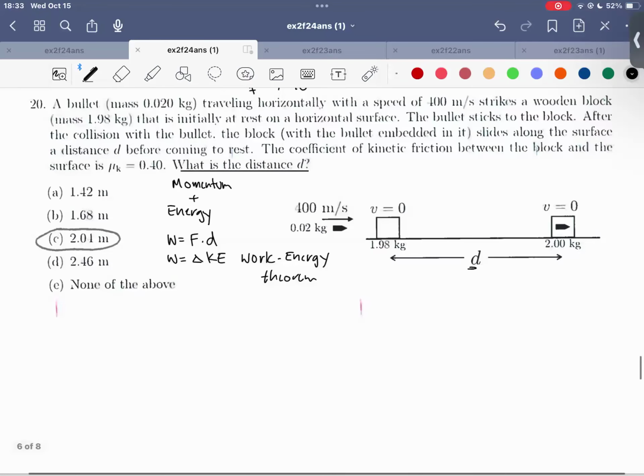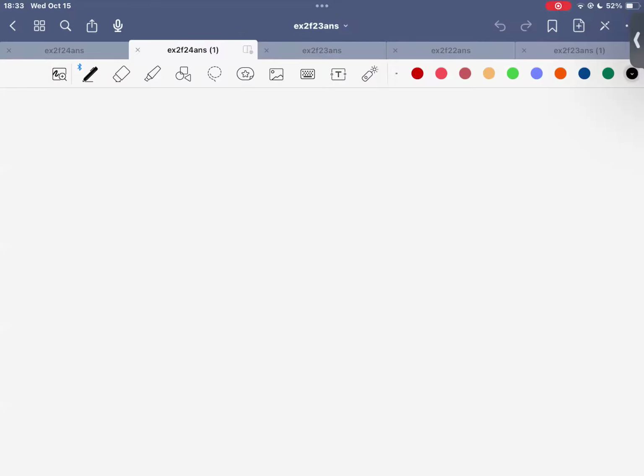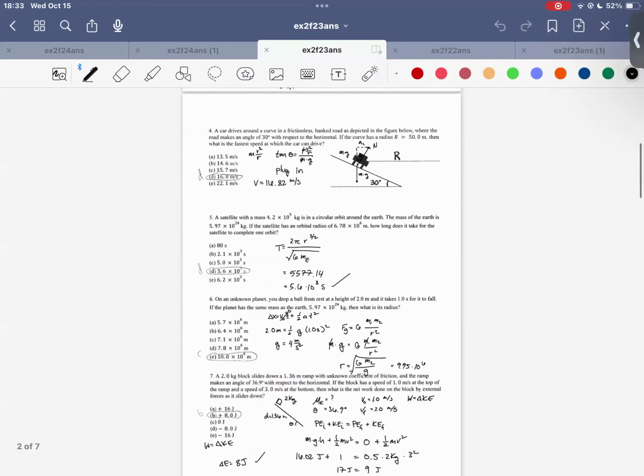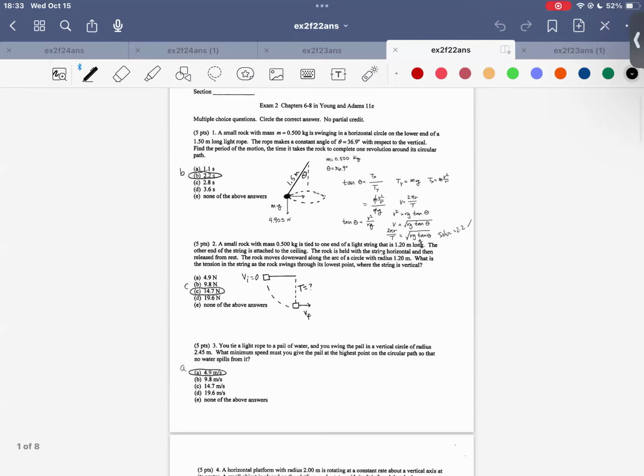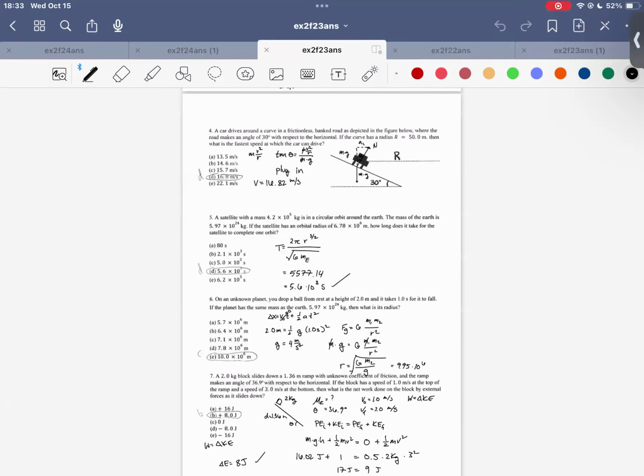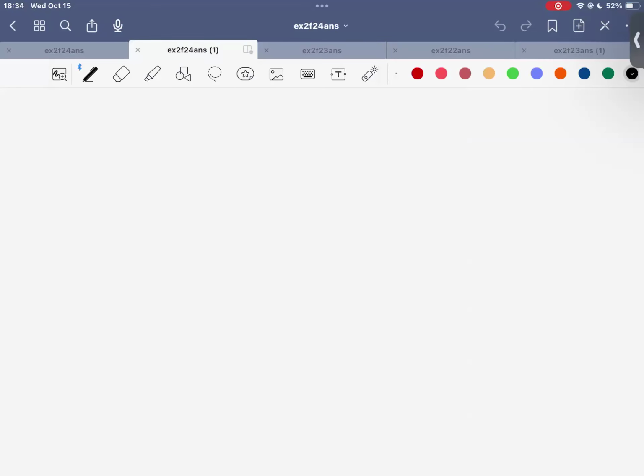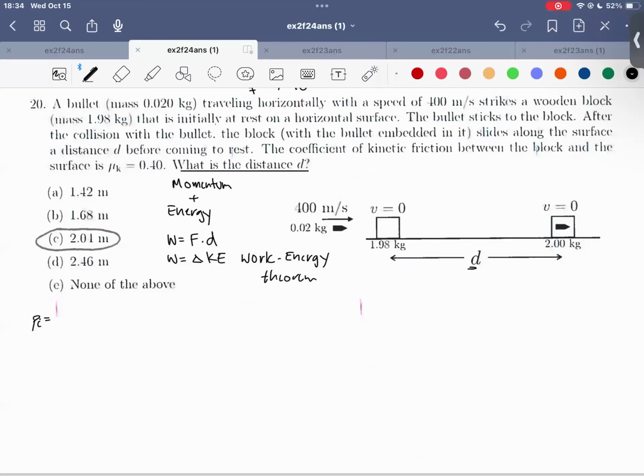So let's start with our initial momentum. Do we have impulse on the exam? Yes, there is one impulse question, and I'm going to go over it in a little bit. There's a power question on 23, or maybe it's 22, I can't remember. Yeah, it's on 23, but I'll cover that in a little bit.